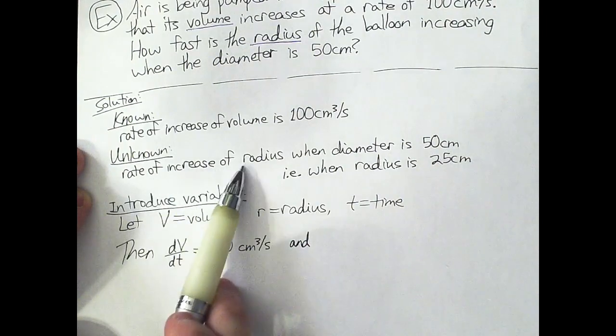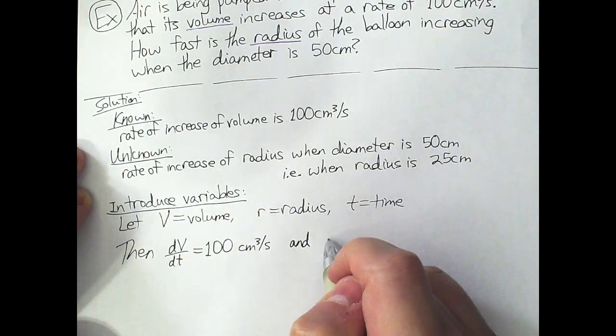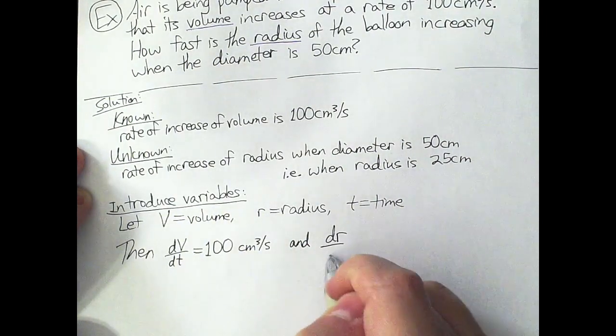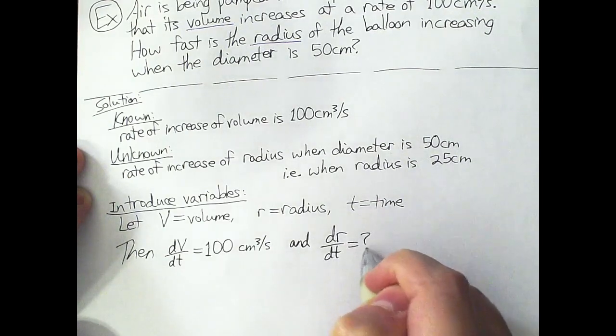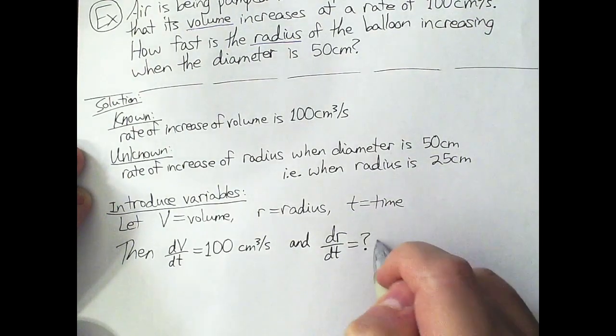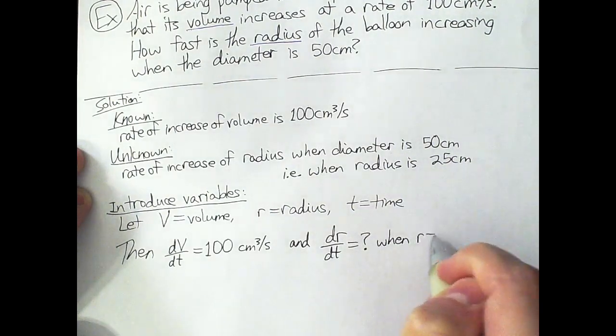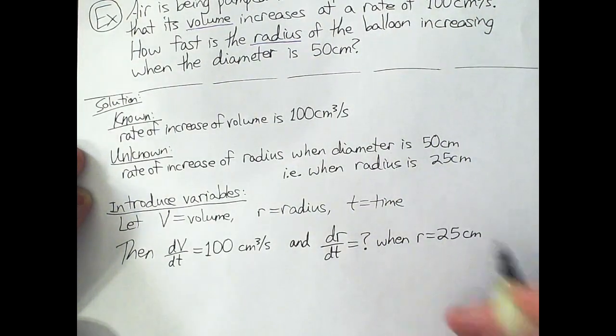Rate of increase of radius. Another way to say that is dr/dt. And that's the one we're looking for, in particular, when the radius is 25 centimeters.